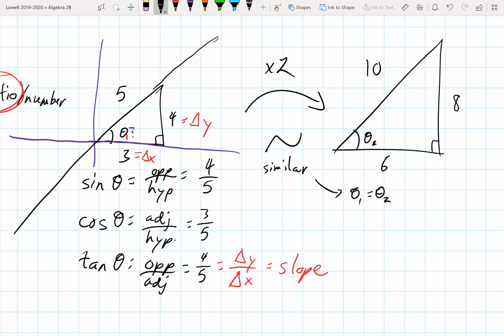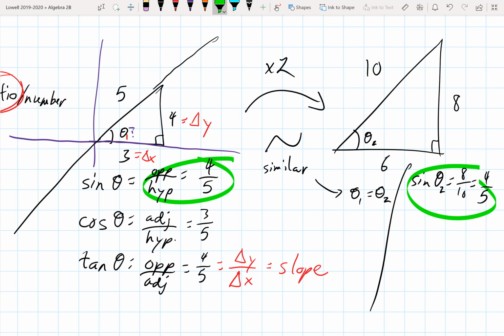And let's look at sine, cosine, and tangent for this new angle. Sine of theta 2 is going to be, well, look, the opposite side is now 8, and the hypotenuse is 10. So this is going to be 8 over 10, which when I simplify it comes down to 4/5. So it doesn't matter how big your triangle is. All that matters is what the angle is, because that angle determines how long the sides are anyway, and thus the ratio will be the same.